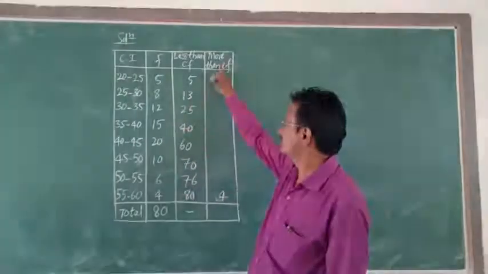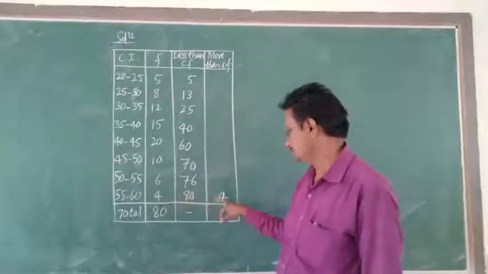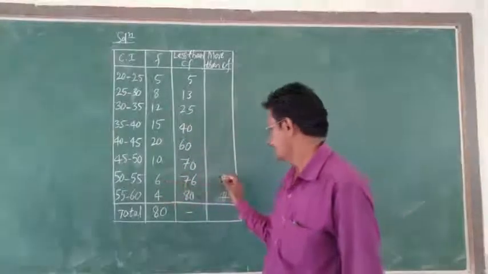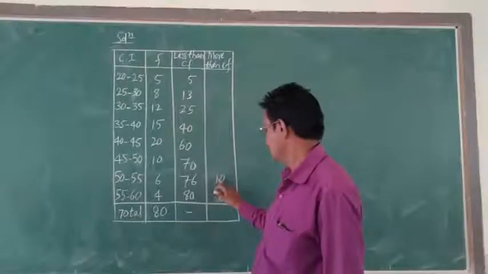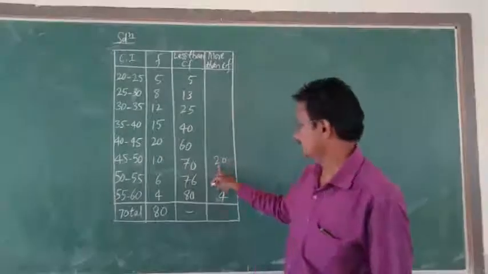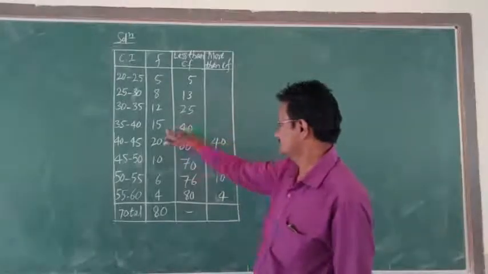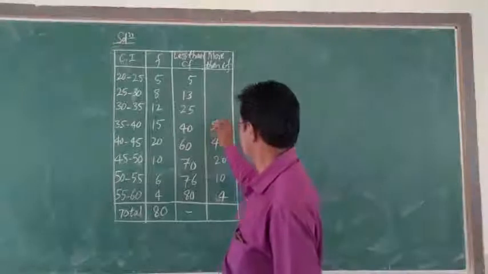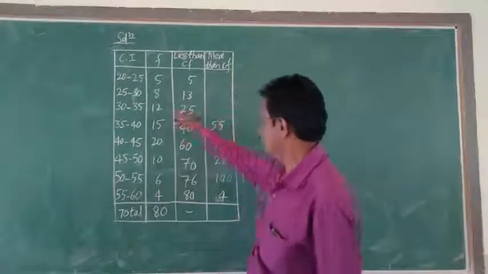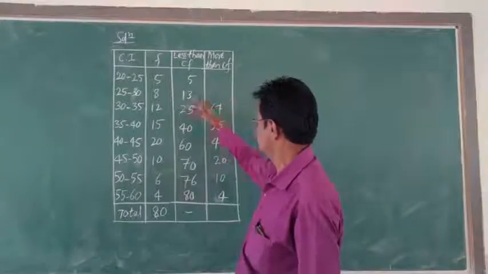So for ascertaining more than cumulative frequency, first take 4 plus 6, 10, 10 plus 10, 20, 20 plus 20, it is 40, 40 plus 15, 55, 55 plus 12, 67, 67 plus 8.